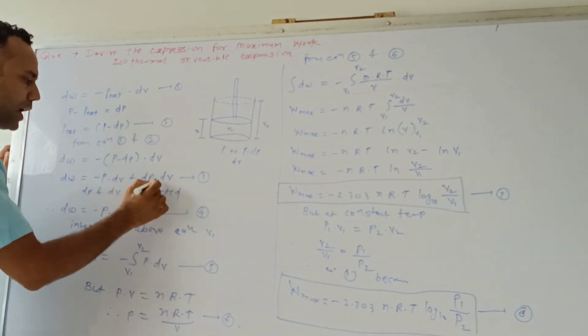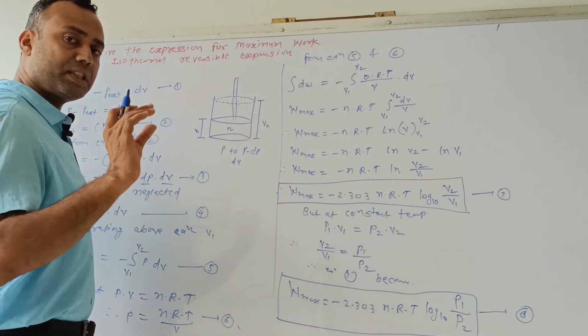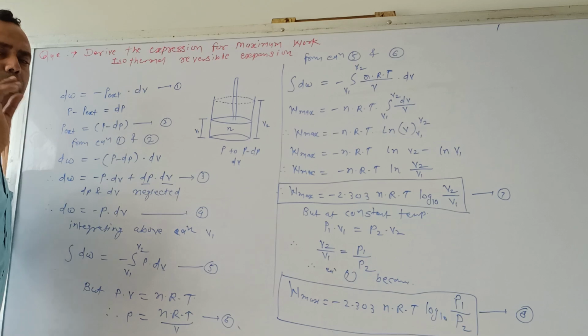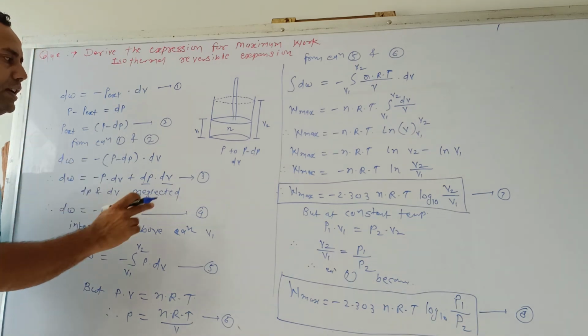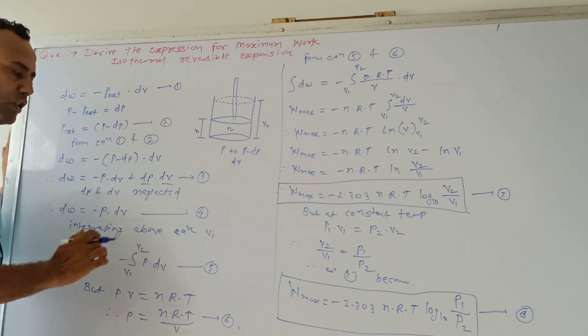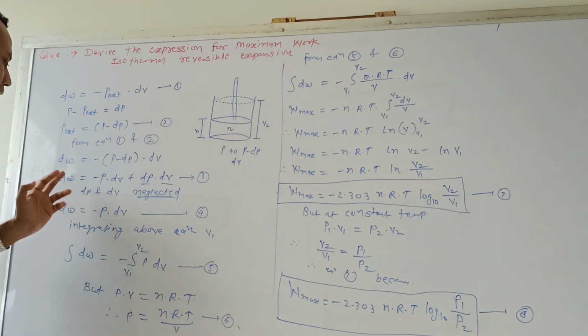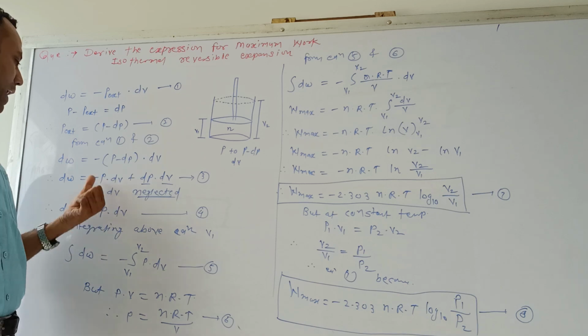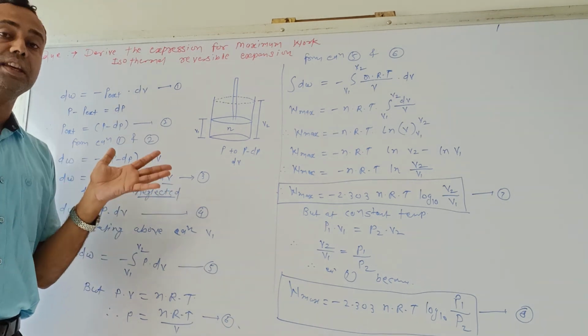As you know that dP and dV are very small because it's a reversible process. In reversible process, driving force and opposing force are infinitesimally greater. That's why dP is very small, dV is also very small. That's why it can be neglected from equation number 3. Therefore equation 3 बन गया, dW is equal to minus P into dV. ये टर्म बहुत छोटी होने की वजह से हमने निगलेक्ट किया.